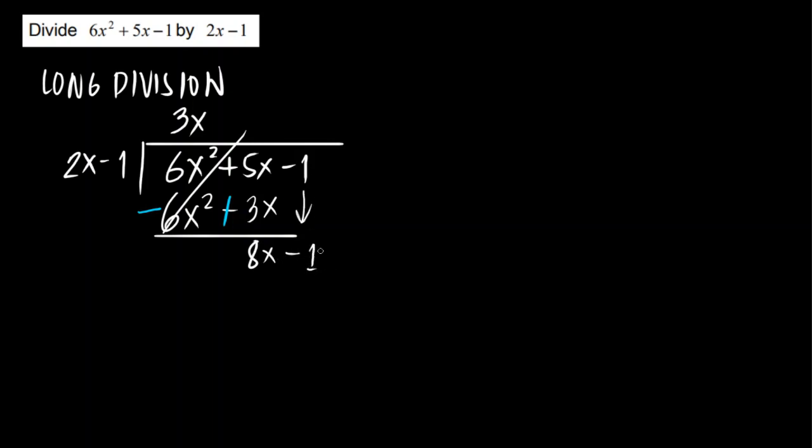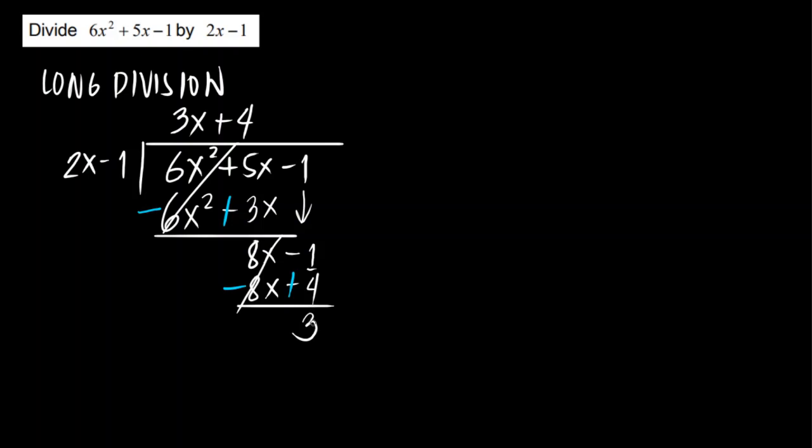Bring negative 1 down. Next, 8x divided by 2x, that is 4. And then 4 times 2x, that is 8x. 4 times negative 1 is negative 4. We are changing signs, negative, positive. Subtract, it cancels. So, you have negative 1 plus 4. What is left here is 3.